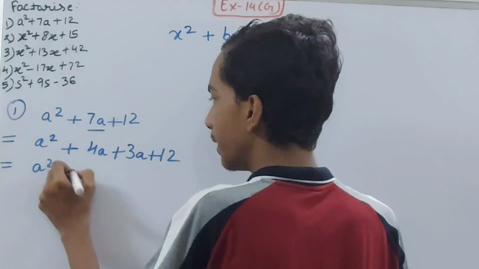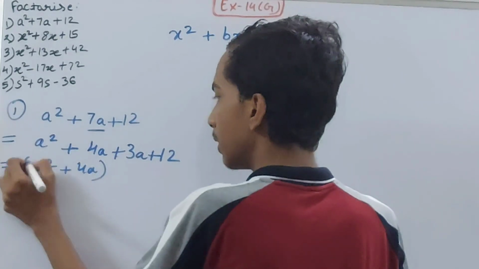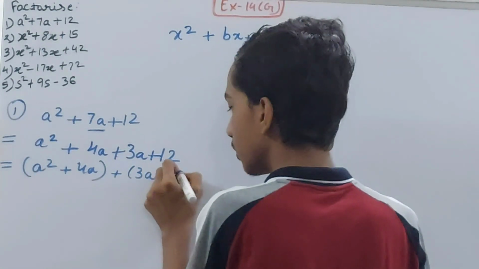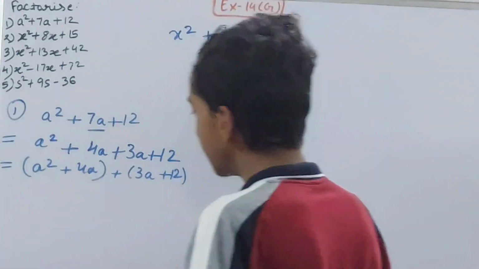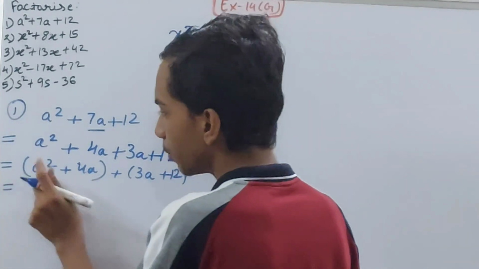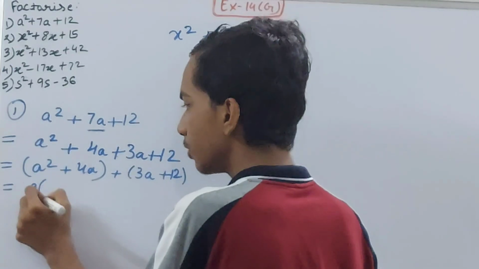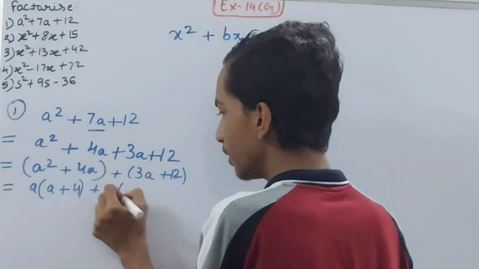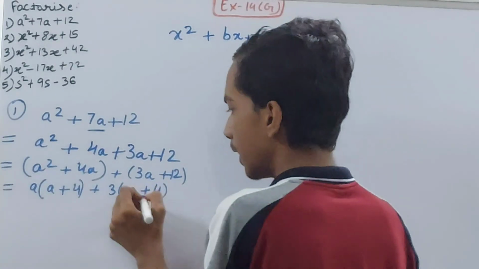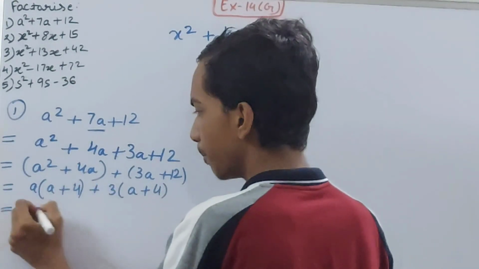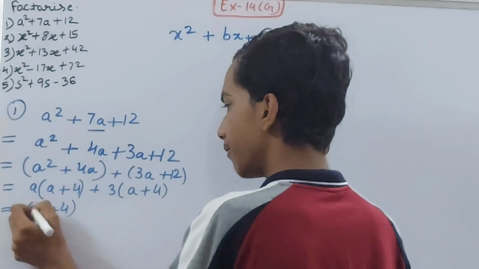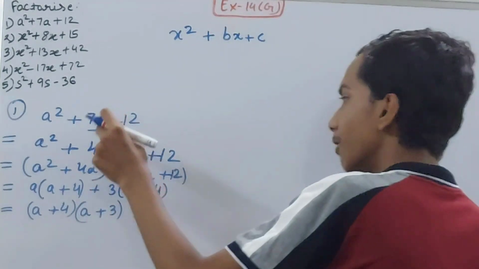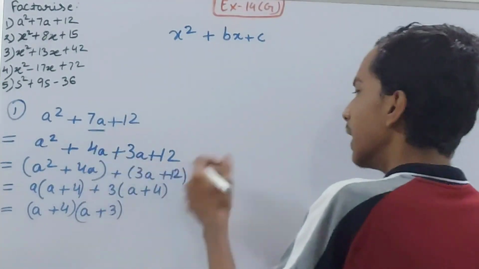Now it is a simple grouping question. You can group these two. Now see here, what you will take common out of this group. First of all, you will take a common, so you will be left with a plus 4. And here you will take 3 common, so you will be left with a plus 4. Now from both the groups you can take a plus 4 as common, so you will be left with a plus 3. Clear?